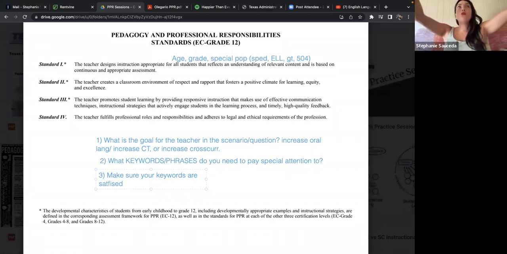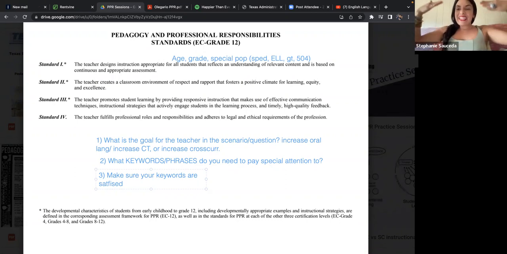So your keywords and phrases that you identify in the scenario as important, you need to pay attention to. They're going to be a deciding factor as to the right answer, because the other ones will be wrong because they don't address or satisfy the keywords and phrases that you identified. So satisfy or address.